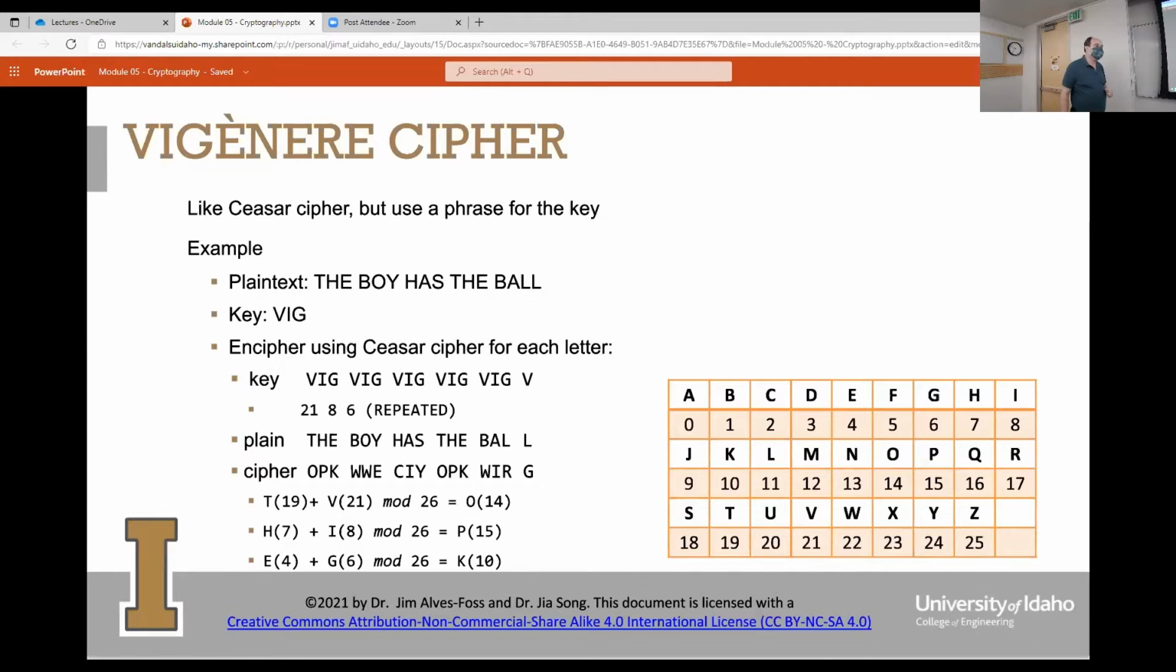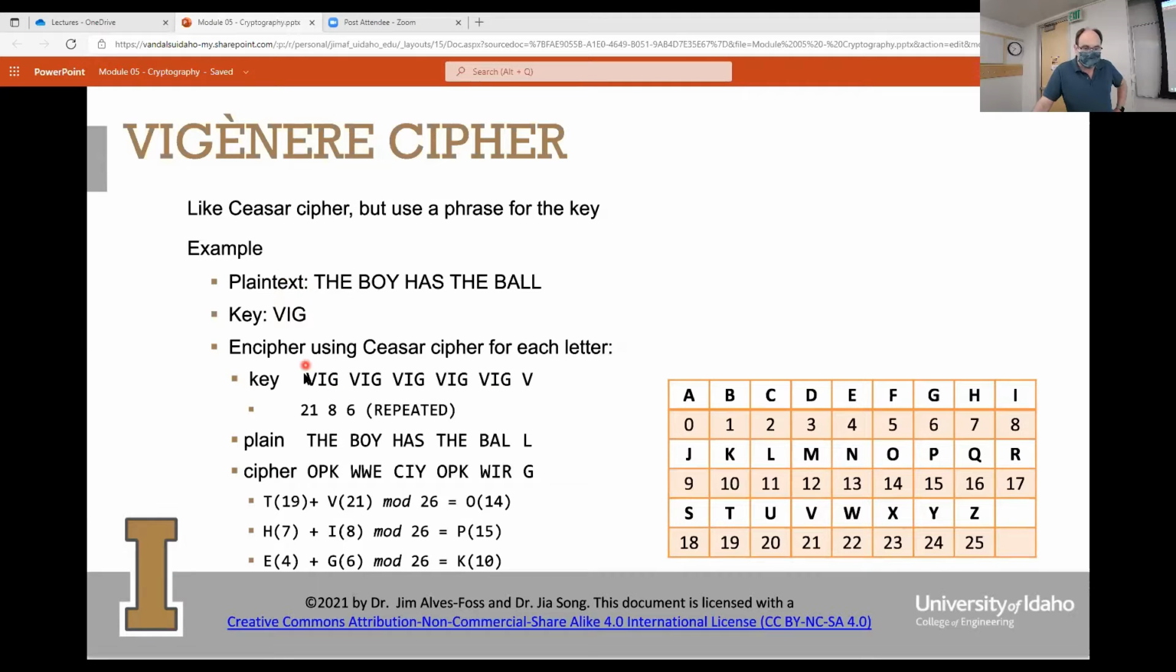So here the key is VIG. The plain text is the boy has the ball. So the key is 21, 8, 6, because V is 21, I is 8, and G is 6. And when we run out, we just repeat it. So VIG, VIG, VIG, VIG, VIG, VIG is the key.